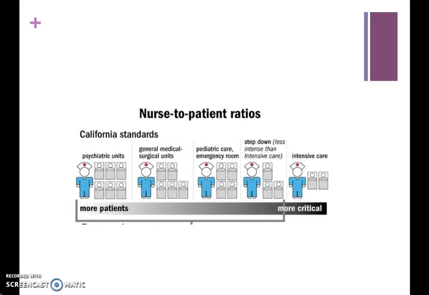And the important thing to remember with this is that the ratios stay the same no matter what shift you work. I know, like in my workplace, day shift only get a max of 6 patients, while if you work night shift, you can get 8 patients. So I think that's a little unfair as well, but in California, the ratio remains the same no matter what shift.